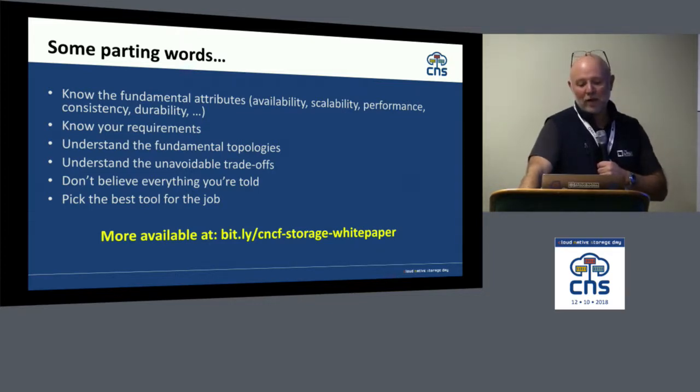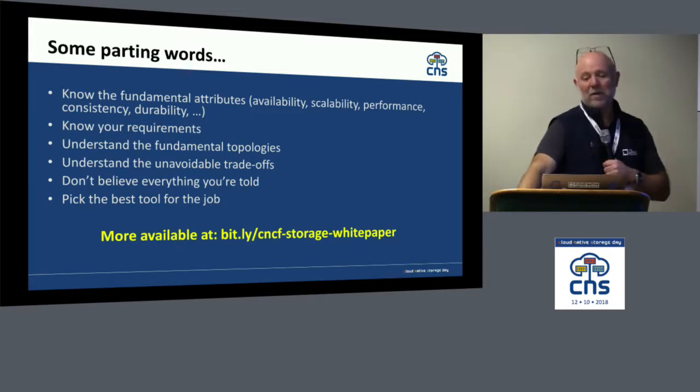Try and understand the unavoidable trade-offs. Some of this is not that this vendor is better than that vendor, or this open source project is just better than the other one. Some of these are unavoidable trade-offs. If you have distributed transactional storage, you have some fundamental latency that is defined by the speed of light that you cannot get around. So make sure you understand what those are, and don't fool yourself into believing that they don't exist, because they do. And pick the best tool for the job.